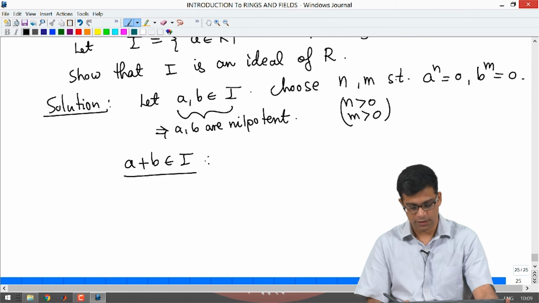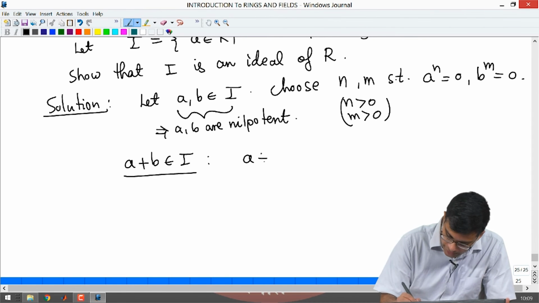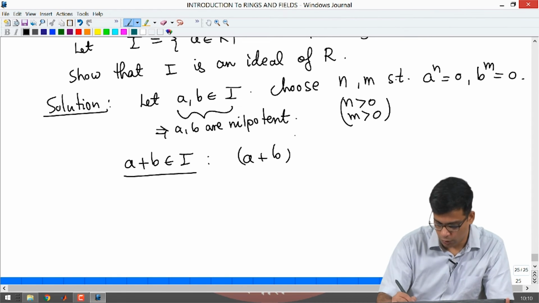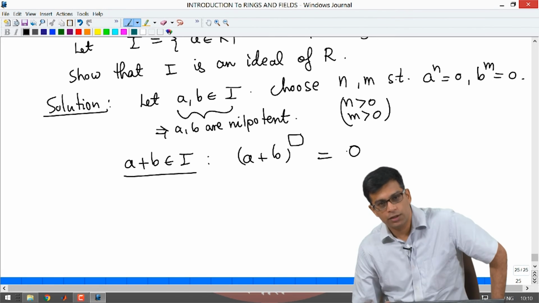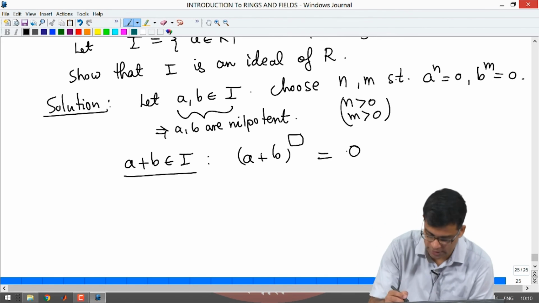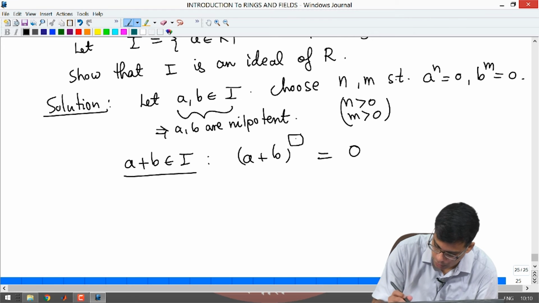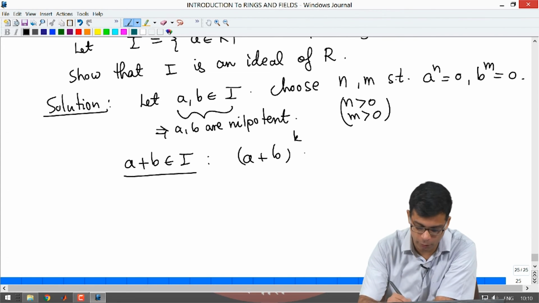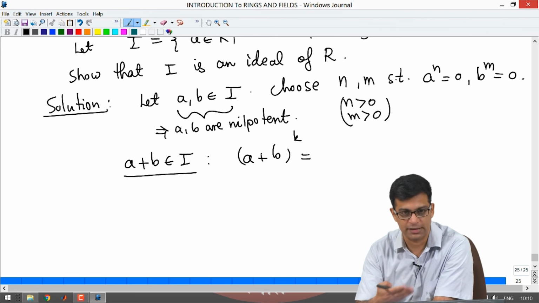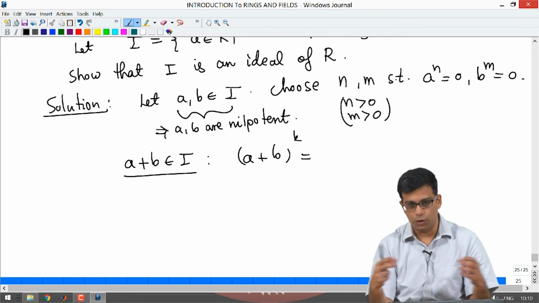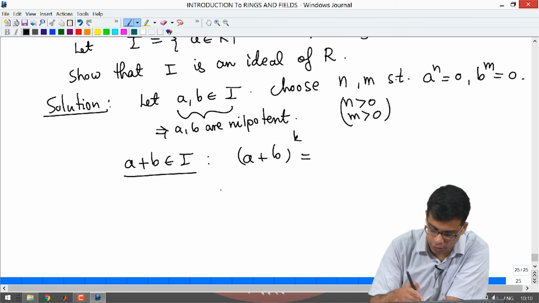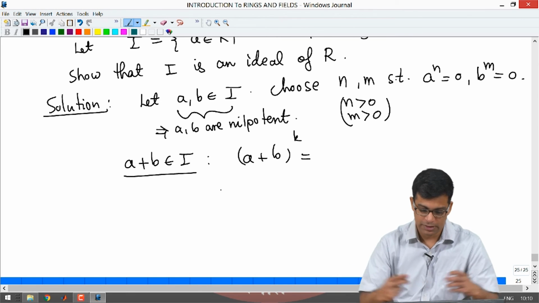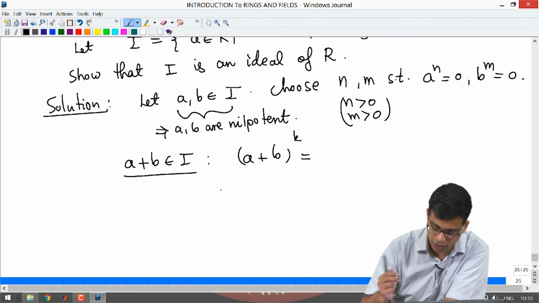what I will do is raise it to some large power to make it 0. Okay. So now suppose I choose a power, if I put a plus b power k here, what is this? By the binomial theorem, which applies in a ring, because you can use the distributive property of addition and multiplication in order to split this up into different factors and multiply, and then at the end put them together.